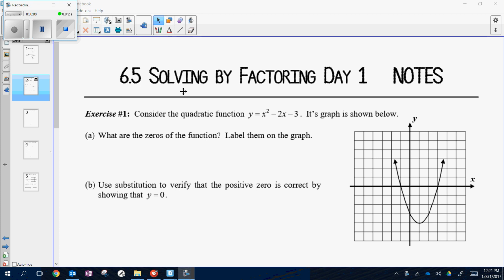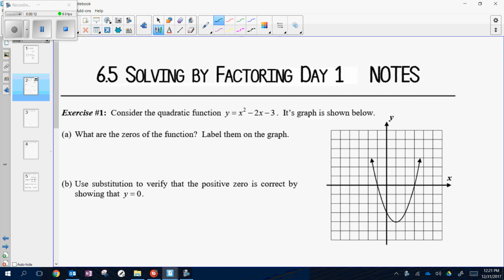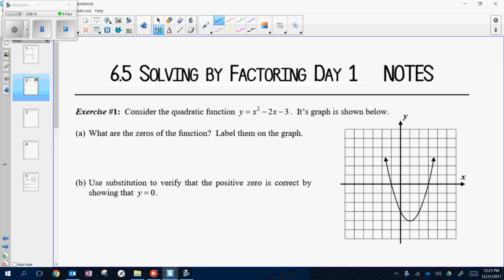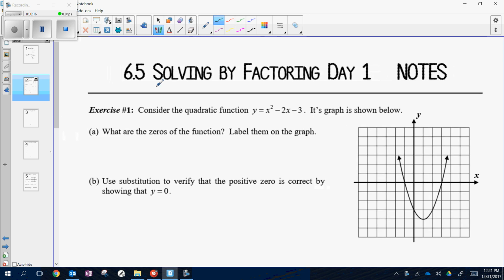So the first thing you need to realize is that we are solving equations. Solving by factoring. In order to have something to solve, it has to be an equation. So we're going to solve an equation by factoring.